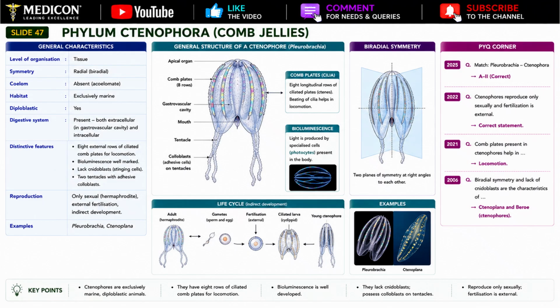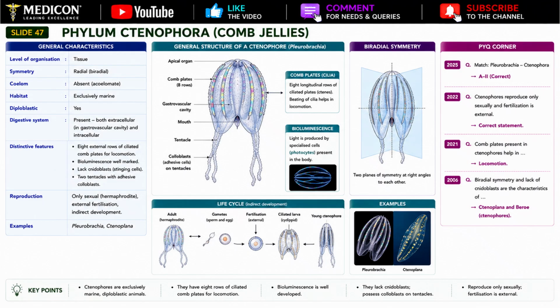So the most important feature of the Ctenophora comb jellies is the number 8, 8 external rows of ciliated comb plates for locomotion, that is for the movement. Bioluminescence is well marked. They lack the cnidoblasts, stinging cells are not present. Two tentacles with adhesive colloblasts are present as a distinctive feature of the Ctenophora.